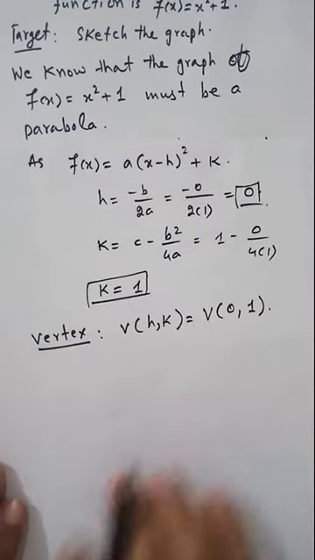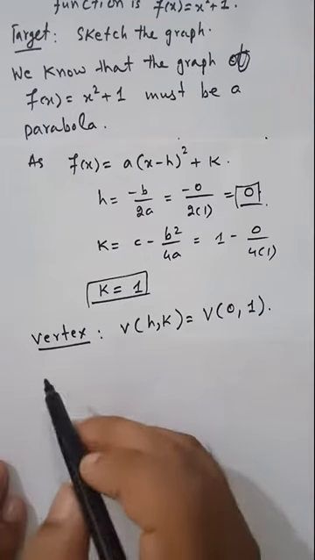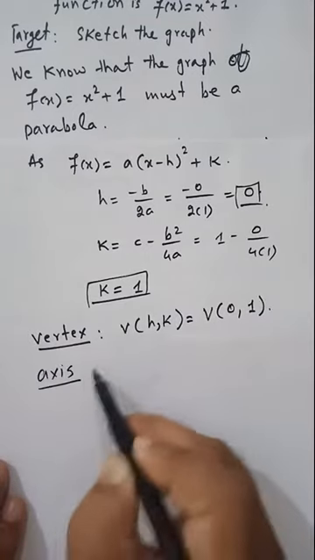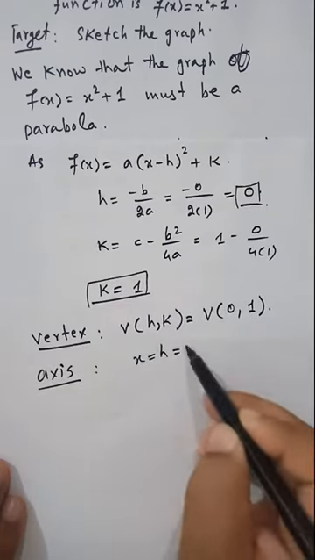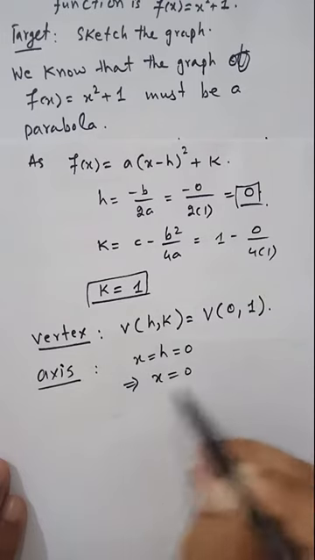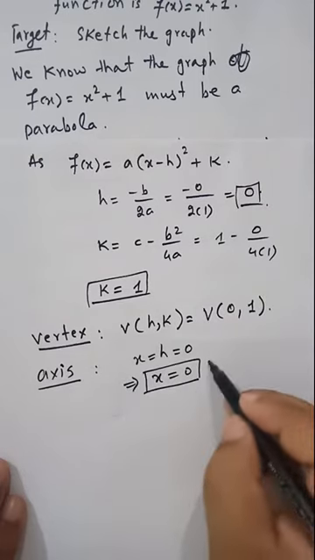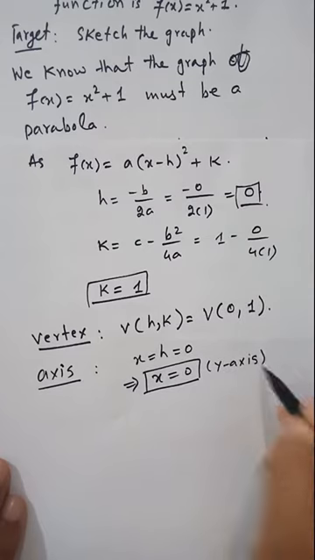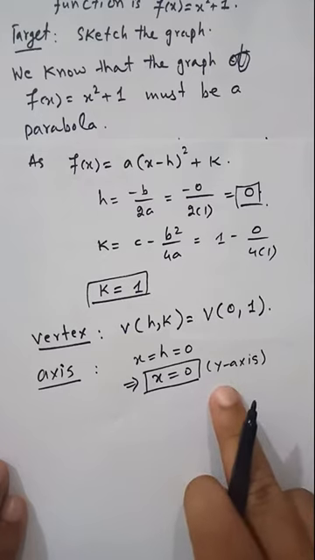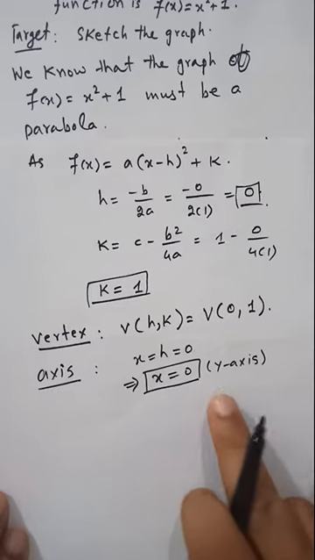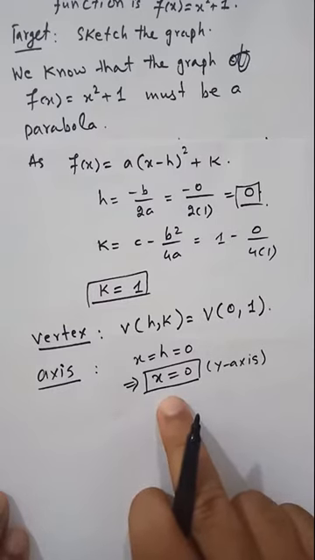Now the axis of the parabola is x is equal to h, but h is equal to 0. So this implies that x is equal to 0. x equal to 0 means the y-axis, as everywhere on the y-axis the value of the x coordinate is 0. So x equal to 0 means a vertical line lying on the y-axis. So the y-axis is actually the axis of symmetry, or the axis of the parabola.